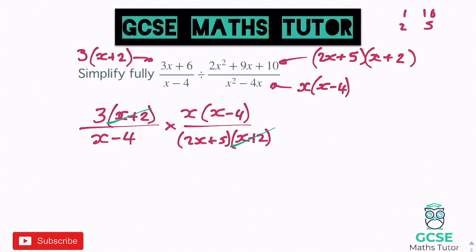So they're gone. We can also cancel this x minus 4. So that's gone as well. Obviously on the bottom there, that's the only thing there, so that will turn into a 1, and everything else has something with it. So if we times together what we've got on the top now, we've got a 3 and an x on the top of those two fractions. So 3 times x is 3x. And on the bottom there, we've got 1 multiplied by 2x plus 5, so that's just 2x plus 5. There we go. So that simplifies all the way down to that.